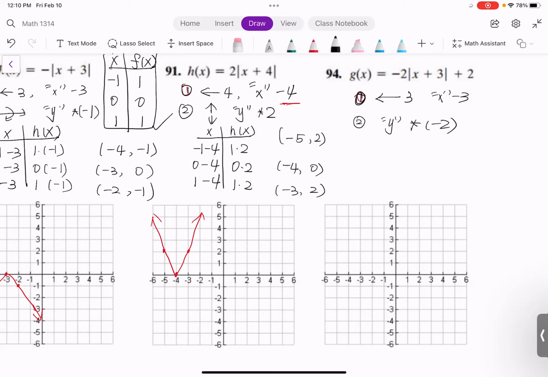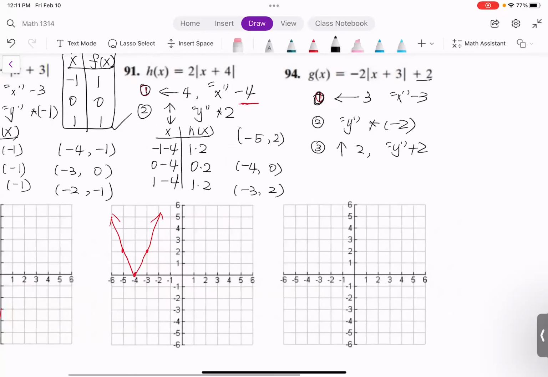Okay, number 3, the transformation is +2. That means y's value +2. All the y move up 2 units. So let's see the new key points. X, g of x, all the x minus 3. So -1 minus 3. Remember, we list the key points here. -1 minus 3, and second point is 0 minus 3, 1 minus 3.